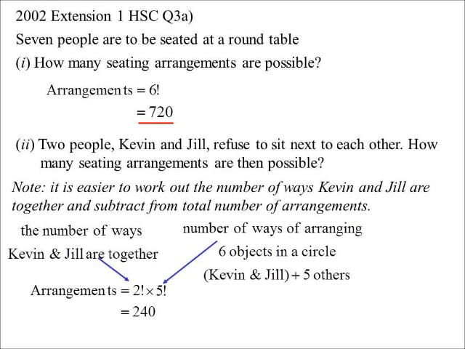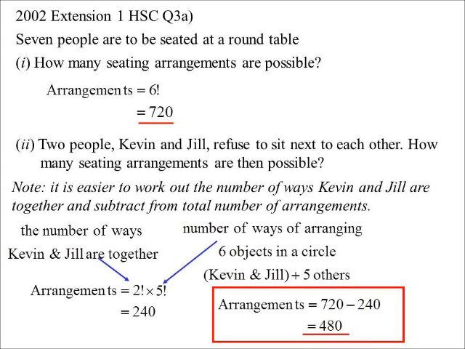But remember, that's not what we actually wanted. What we actually wanted was the number of ways that they're not together. Well, we worked out there was 720 all up. So therefore, number of ways not together, 720 minus 240, 480.